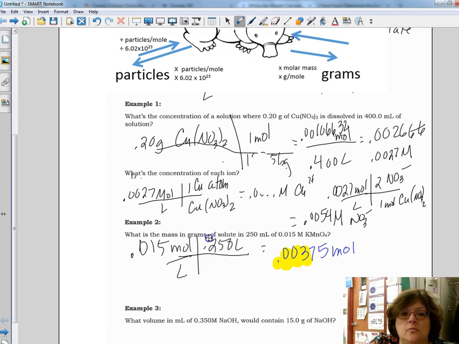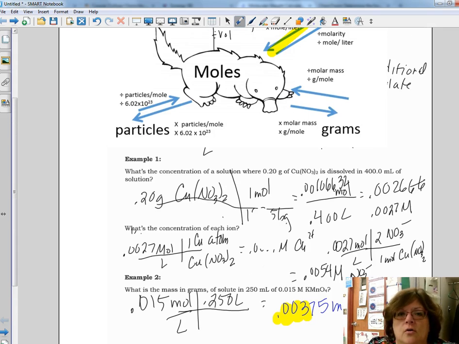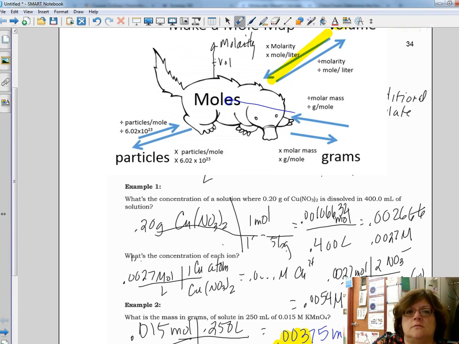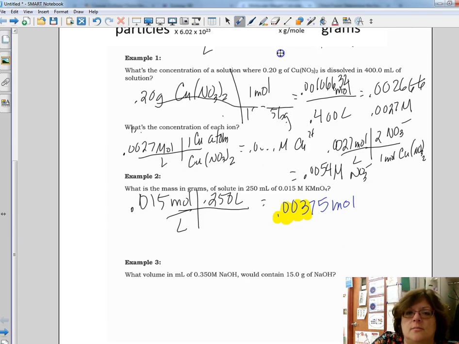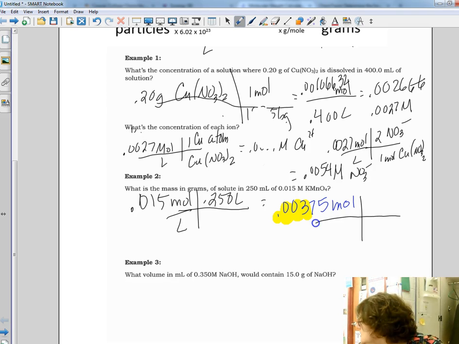What are we solving for? We're solving for grams. How do we go from moles to grams? Multiply by the molar mass. Molar mass of potassium permanganate is 158.03.